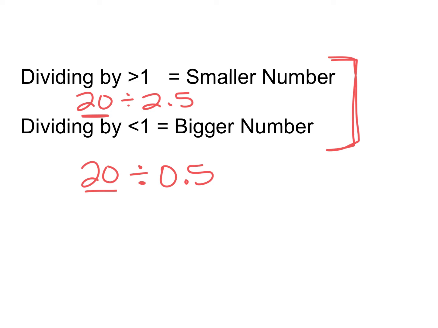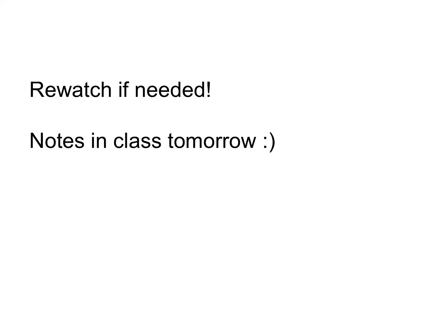If you have 20 cookies and you are splitting them between, each person gets 2.5, right, you're going to end up with a smaller number. So very important, make sure you have that written down.